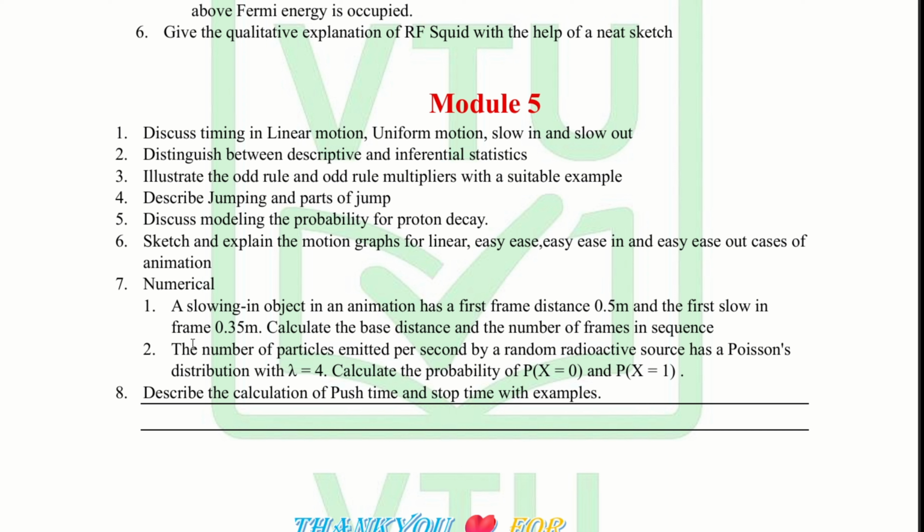And the second numerical is the number of particles emitted per second by a random radioactive source has a Poisson distribution with lambda is equal to 4. Calculate the probability P of x is equal to 0 and P of x is equal to 1. And the last question is describe the calculation of push time and stop time with example.